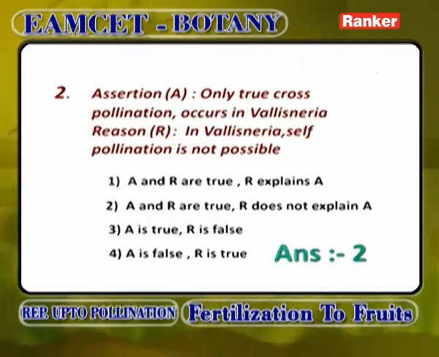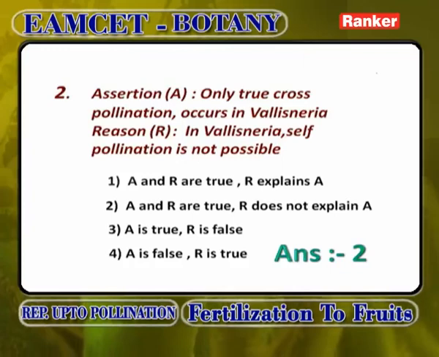So, A and R are true. R does not explain the A because only true cross-pollination occurs in Vallisneria. If it is asked like that, Vallisneria plants are dioecious must be asked. But here a different statement is given, a different assertion is given. So, the answer is both A and R are correct. R is not the correct explanation of A.